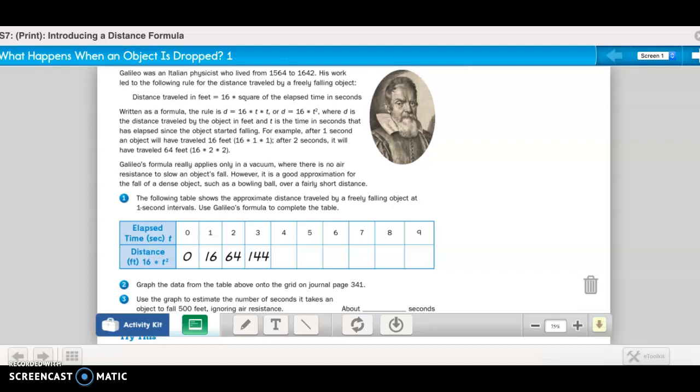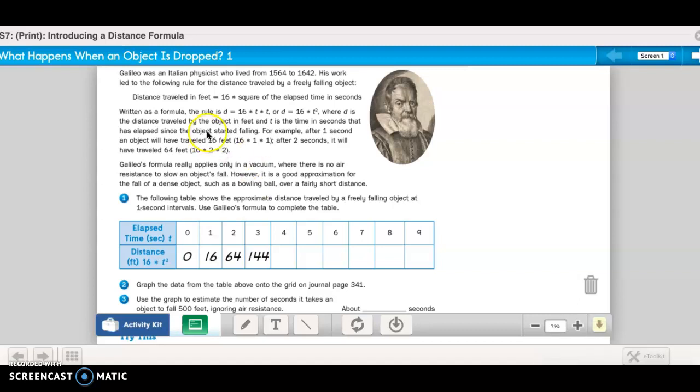For example, after 1 second, an object will have traveled 16 feet, or 16 times 1 times 1. After 2 seconds, it will have traveled 64 feet, 16 times 2 times 2. Galileo's formula really only applies in a vacuum. A vacuum is an enclosed space from which matter, especially air, has been removed so that the matter or gas remaining exerts less pressure than the atmosphere.